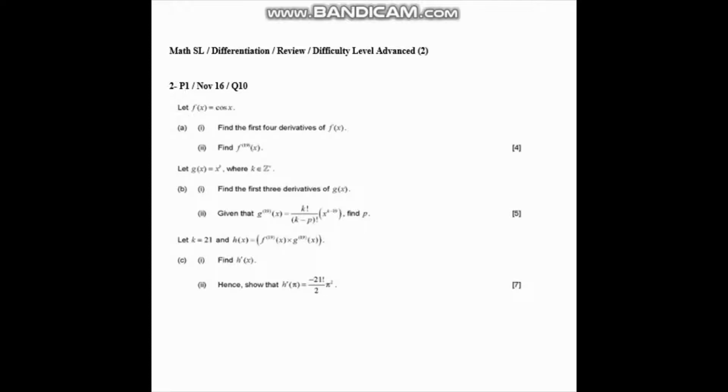So the second question that we shall tackle came in paper 1, November 2016, question 10. Kindly take a minute, attempt to solve, and the answer shall follow through shortly. So you are told that f of x equals cosine x, and in A you are required to find the first 4 derivatives of f of x.